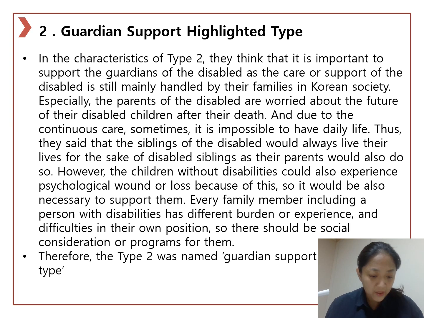Thus, they said that the siblings of disabled would always live their lives for the sake of disabled siblings, as their parents would also do so. However, the children without disability could also experience psychological wounds or loss because of this. So it would also be necessary to support them. Every family member, including a person with disability, has different burdens, experiences and difficulties in their own position. So there should be social consideration or programs for them. Therefore, type 2 was named Guardian Support Highlight Type.